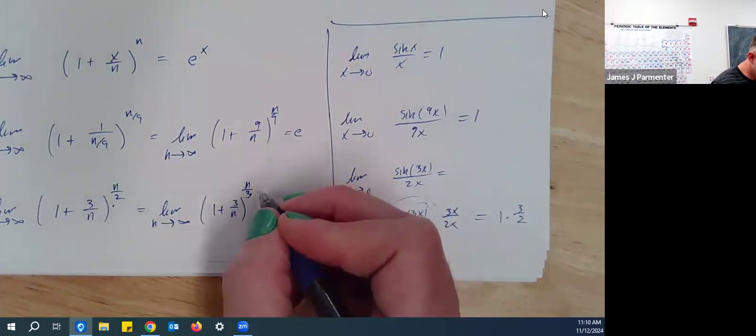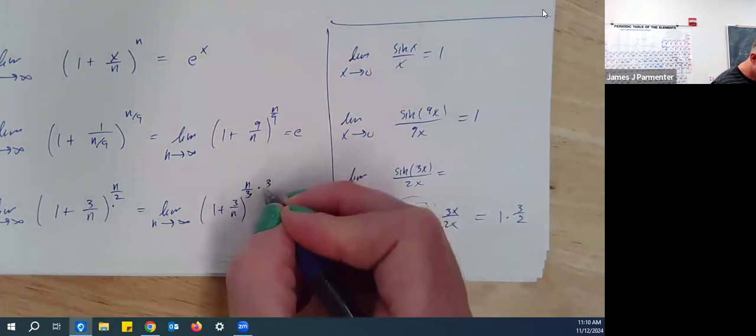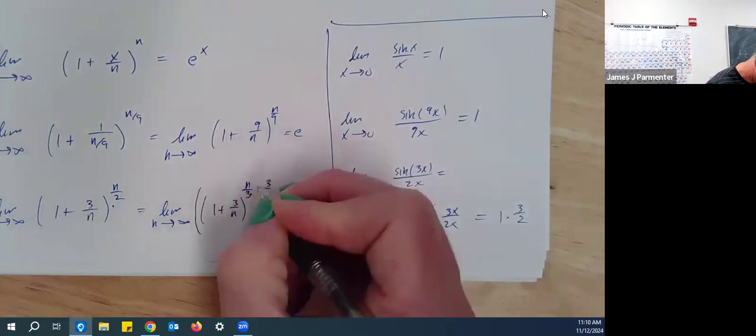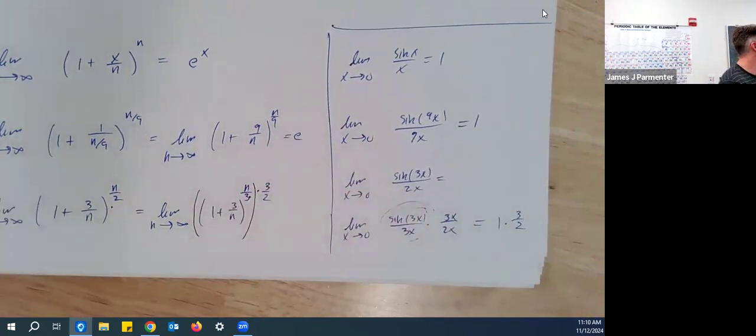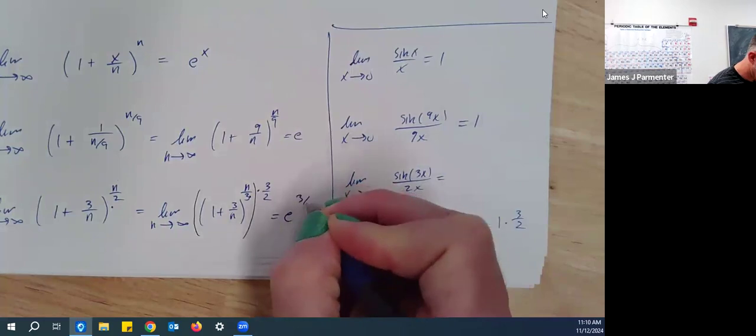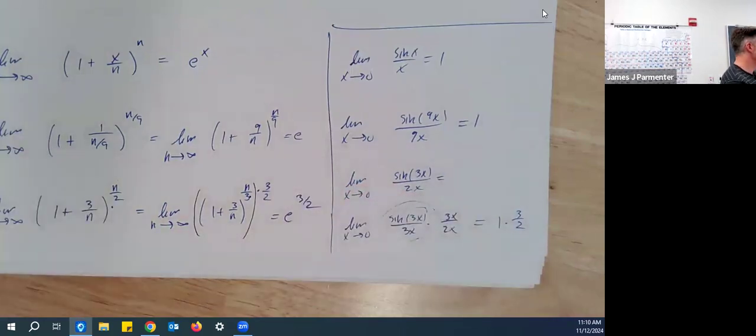Yeah, it's going to be 3 over 2. Because the 3's cancel, you're left with n over 2. But then if you're multiplying powers, you can really write that as a power to a power. And then you've got e to the 3/2 power. It's kind of weird, but it totally works. So that's how you deal with weird e things.